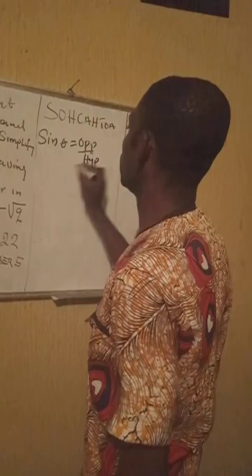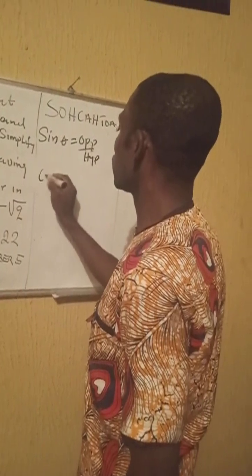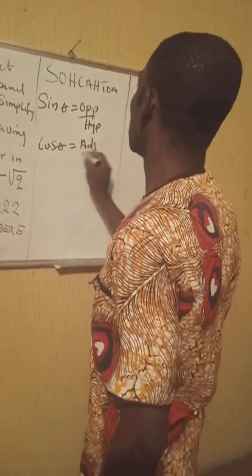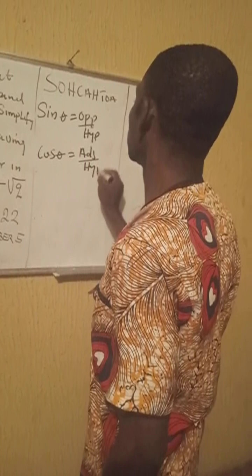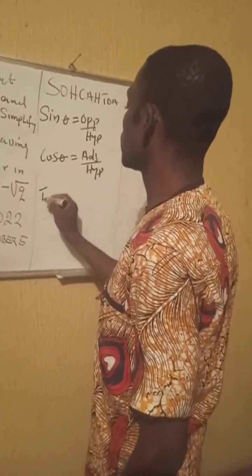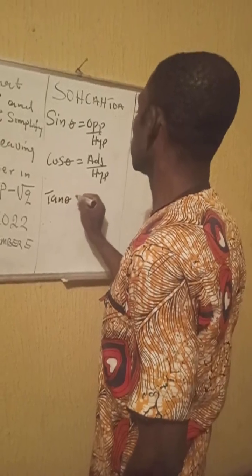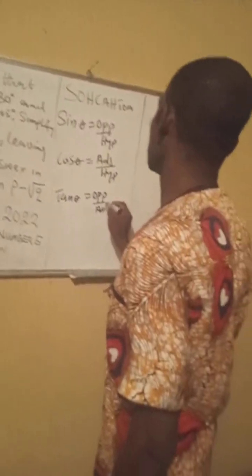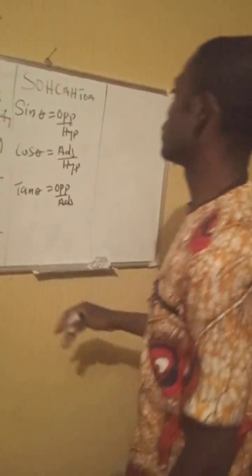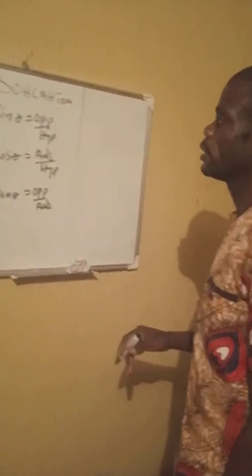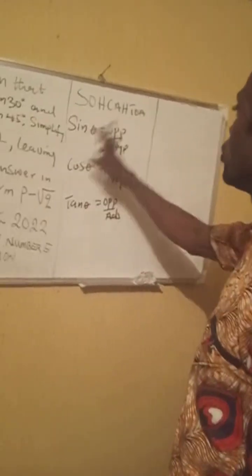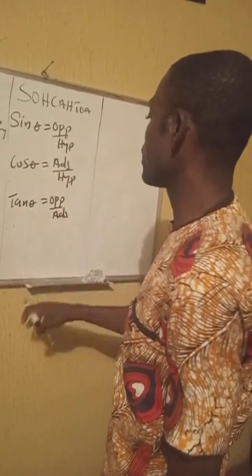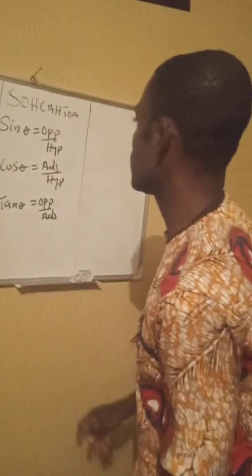We still have cos theta. Cos theta is equal to adjacent over hypotenuse. And tan theta equals opposite over adjacent. So this is known as trigonometric ratios. Sine ratio, opposite over hypotenuse. Cos ratio, adjacent over hypotenuse. Tan ratio, opposite over adjacent.